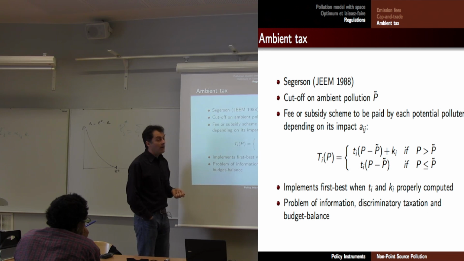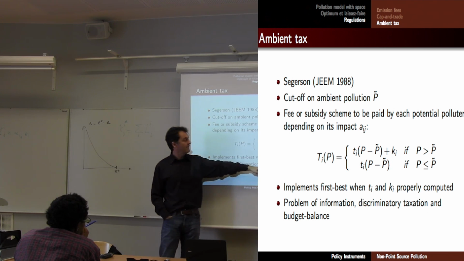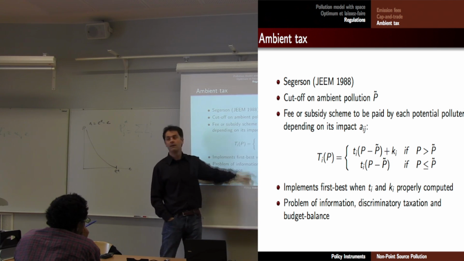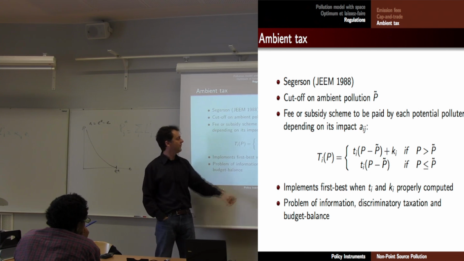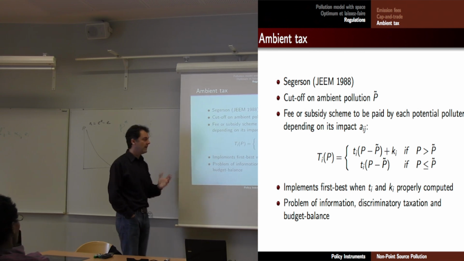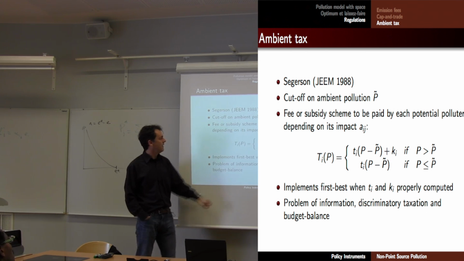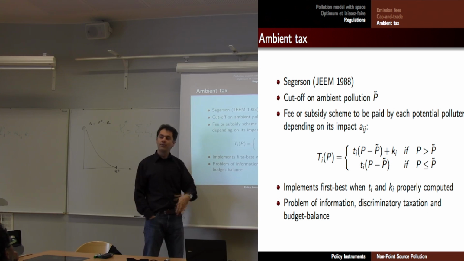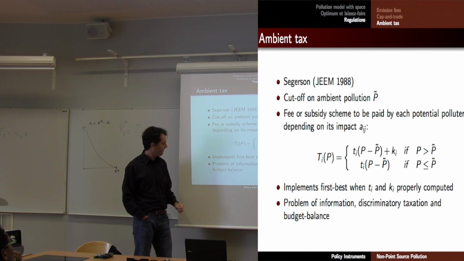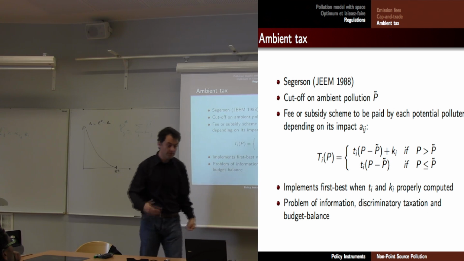In practice, as far as I know, it has not been implemented, for several reasons. One is that it is discriminatory taxation: you have different tax rates for different polluters, and the tax rate also depends on total pollution, so on the behavior of others. Those are two reasons why it could violate some legal rules. You also need information to compute the tax rate, such as the transfer coefficients, abatement costs, and so on. And, as is clear in the paper, it is not budget balanced. In general it is costly, so you need some fund to implement it.